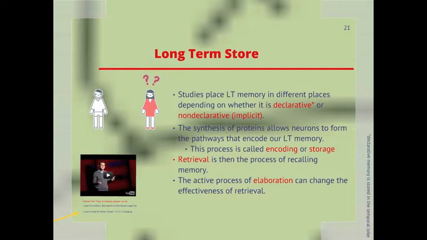And we can influence this process by actively thinking or elaborating on the information that we'd like to store and trying to make analogies to other things to make it easier to retrieve. This can affect the effectiveness of the retrieving process.